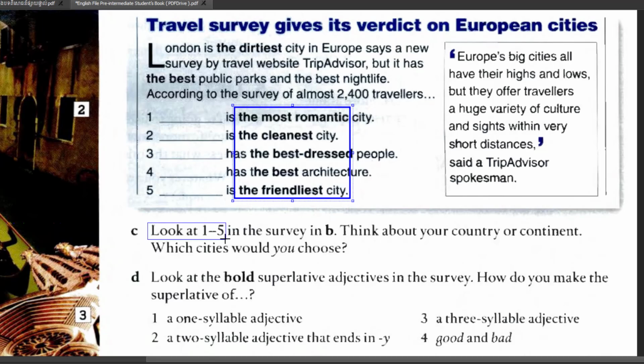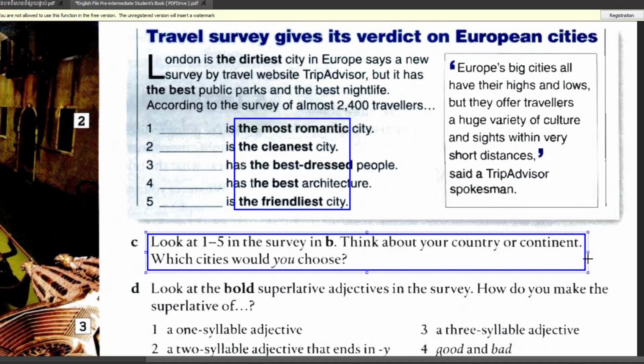Look at number 1 to number 5 in the survey in B and think about Cambodia or continent. Which city would you choose? So this one, let's think about continent. If you have a chance to visit, Supat, where are you going to visit if you have a chance to visit another continent besides Asia?